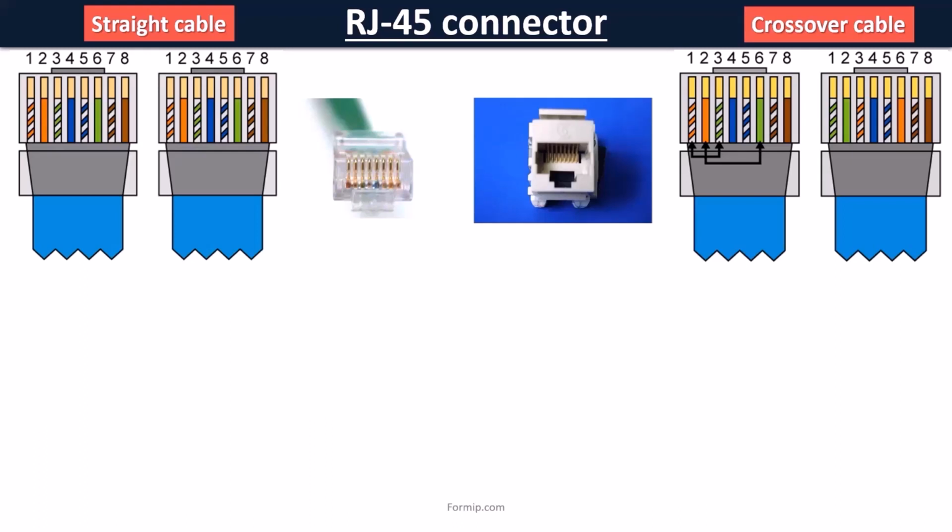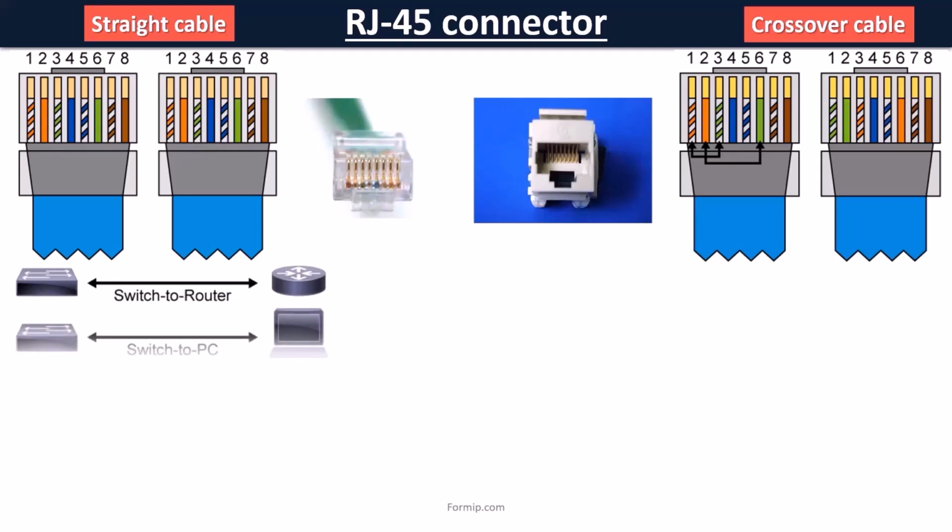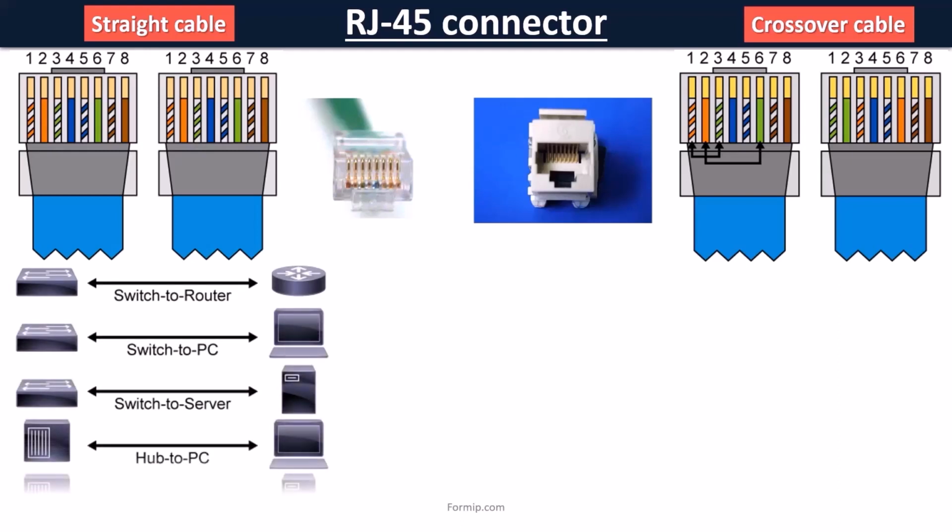To tell the 2 types of wiring apart, hold the ends of the cables next to each other. If the colors match from left to right, then it's a straight cable. If the colors don't match, then it's a crossover cable. Again, a straight cable is used to connect equipment that operates at different network layers. For example, a switch and a router, a switch and a PC, a switch and a server, a hub and a PC, or a hub and a server.